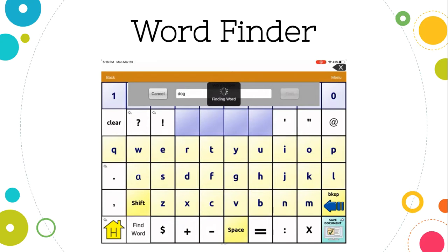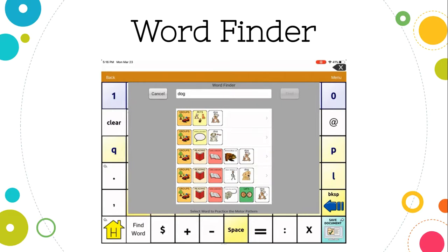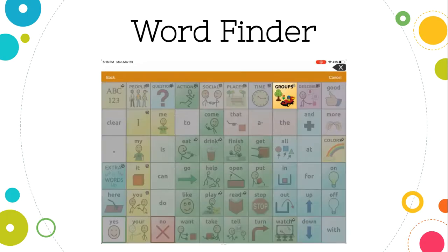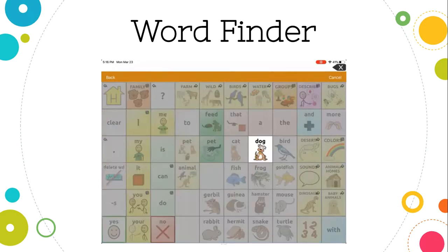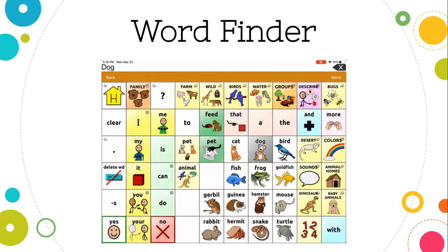And sometimes it takes a minute. And then it will tell me how to get to that word. So for example, I would go to Groups, Pets, Dog. And if I tap on the first one, it's going to guide me through it. So you'll see the rest of the screen is kind of grayed out, but I can tap Groups, and then Pets, and then Dog. So my apologies, wasn't editing first, but it was Word Finder.